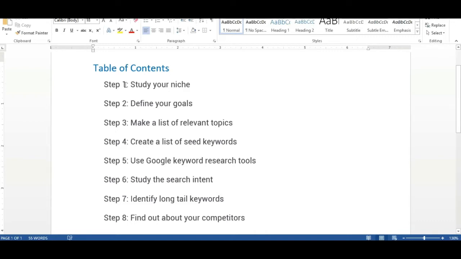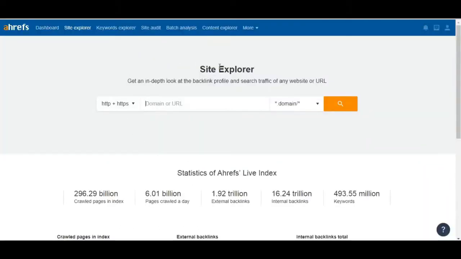So in step 1 we are going to learn to study your niche. In step 2 I'm going to talk about defining your goals. Step number 3 is making a list of relevant topics, and step number 4 is creating a list of seed keywords, and step number 5 is using Google keyword research tools like Ahrefs and Moz and tools like this to do keyword research properly.